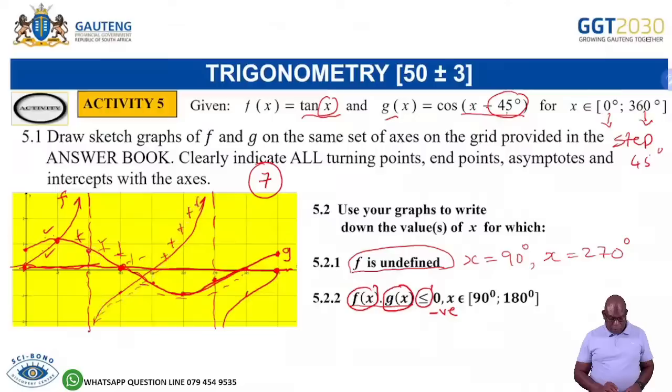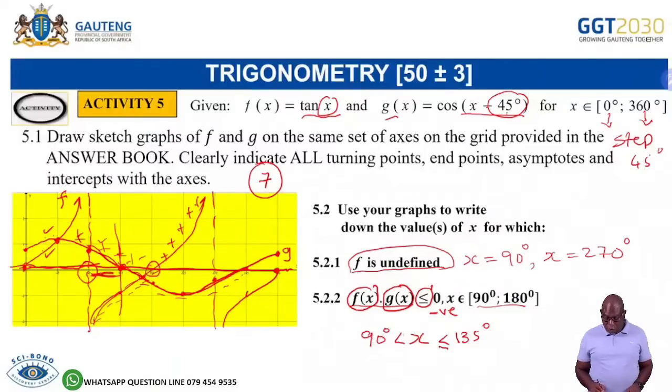So if I check here, they say from 90 to 180. So I'm checking from 90 to 180. If I check here, this graph here is above, this one is below. But from here, the two graphs are below. So from here to there, the other one will be above, the other one will be below. So which means that it is between 135 degrees, remember this is included, and 90 degrees.